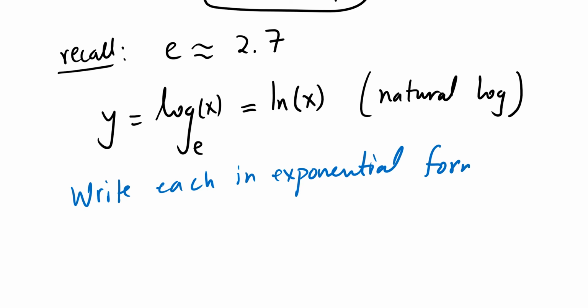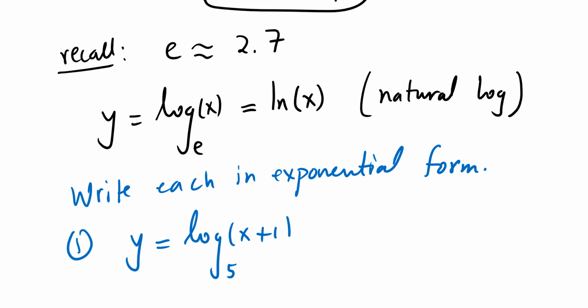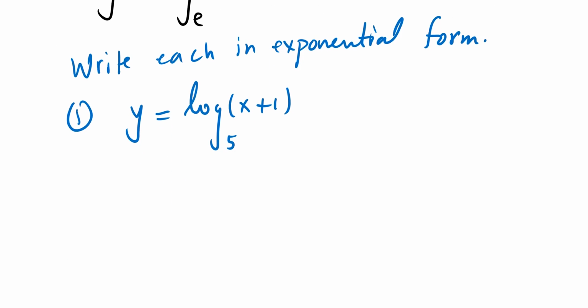Write each in exponential form. Number 1, y equals log base 5 of x plus 1. Okay, that's the first one. So how do we write that down? We go 5 to the y power, using the definition, equals x plus 1. That's all you have to do. That's the exponential form.